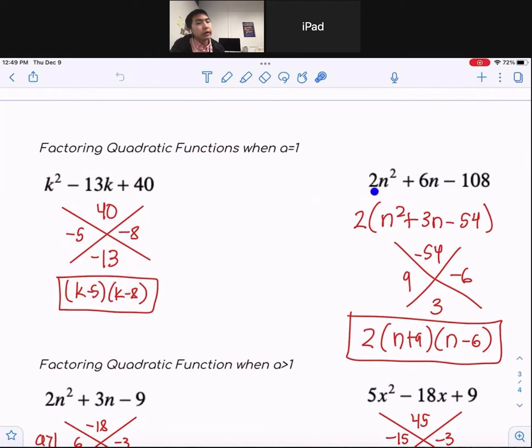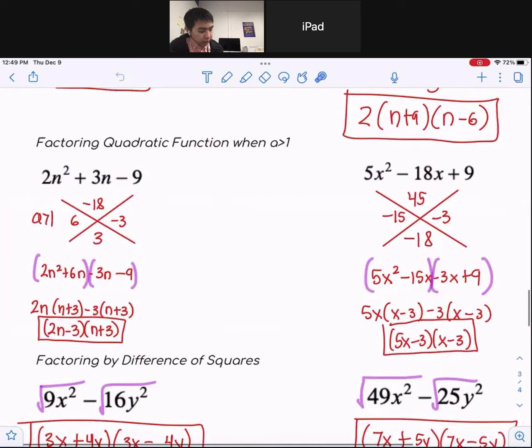This one, you can factor out a 2 from each term to get this, and then factor out this, you guys. What two things multiply to -54, but when added gives you 3, 9 and -6. So 2 times n plus 9, and minus 6. Now this is a bit different, you guys, because first of all, a times c up top, 2 times negative 9, negative 18, 3 on the bottom. Two numbers are 6 and negative 3.